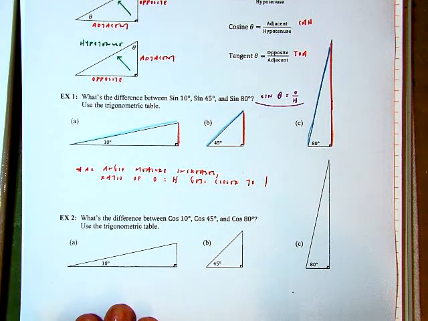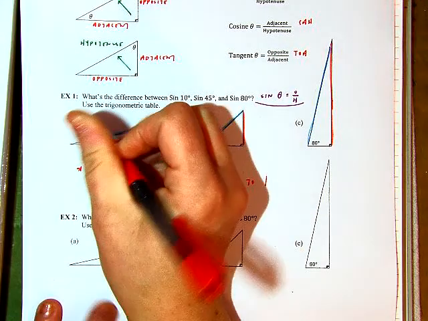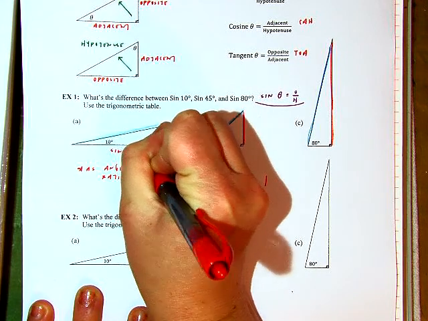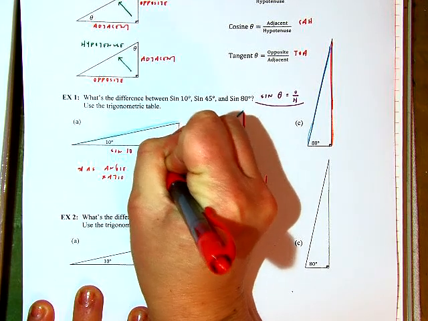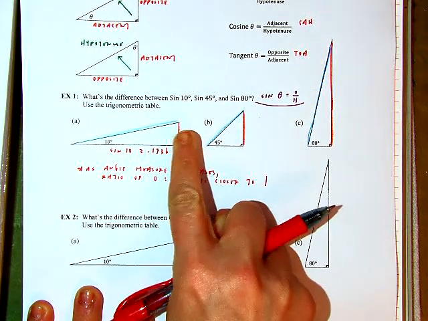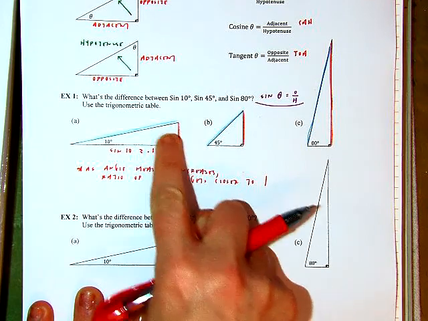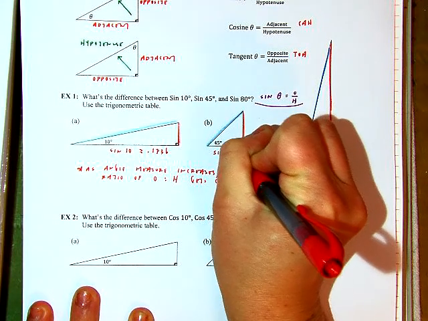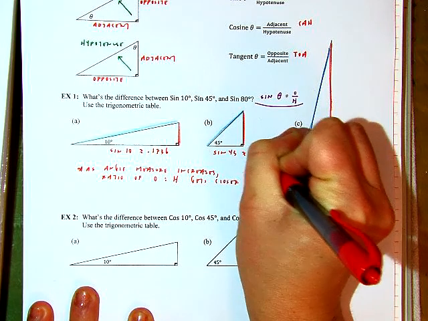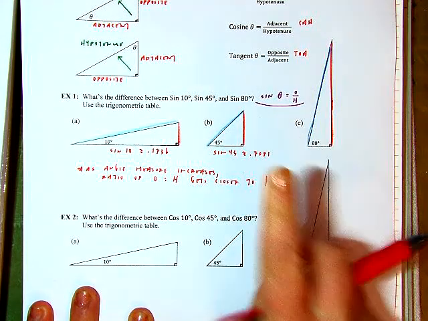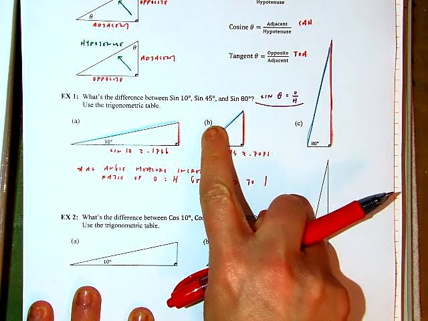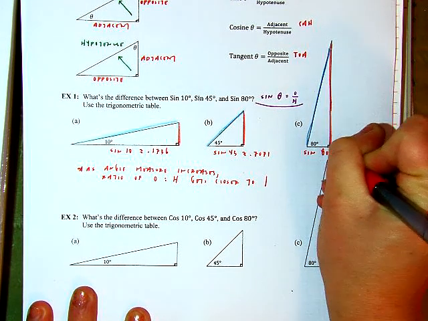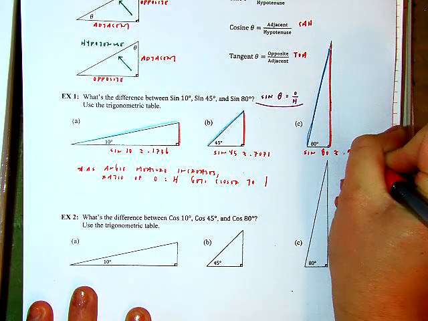Okay, and if I look it up on that trig table, I could actually tell you that the sine ratio for an angle measure of 10 will be about 0.1736, right? That's the ratio of red to blue here. Sine 45 would be about 0.7071. That's the ratio of red to blue here. And then lastly, sine 80 would be about 0.9848.